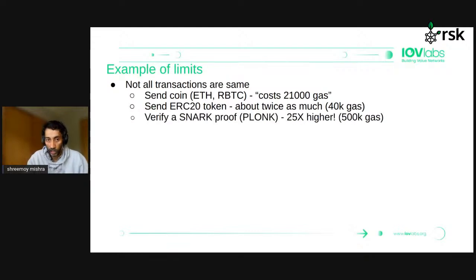But an even more complex transaction would be something that is used in a layer 2 ZK rollup, for example, verifying a SNARK proof. And that would cost something like almost 500,000 gas in one transaction.